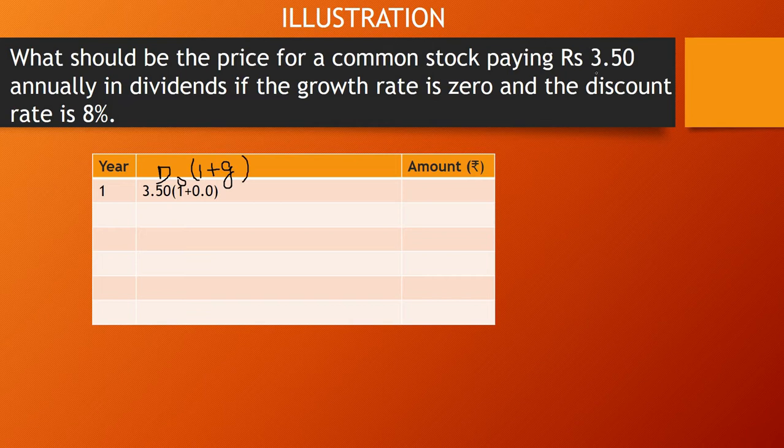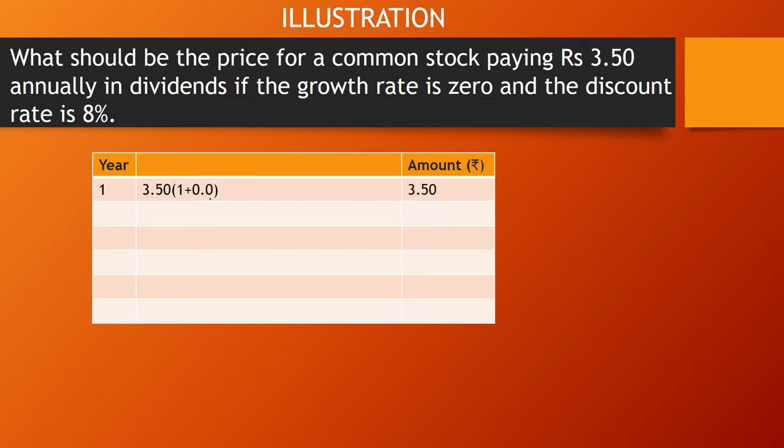My D0 is given to be 3.50 and the growth rate is given to be 0. So D1 is 3.50 times (1 plus 0.0), and my answer will be 3.50. Now let's calculate the dividend for year 2. Again I have to add: D1 times (1 plus g). My D1 is 3.50, and again g is 0, so my answer will again come out to be 3.50.